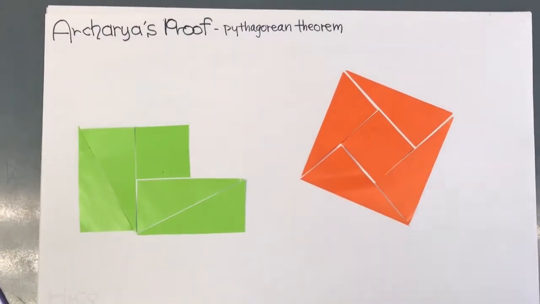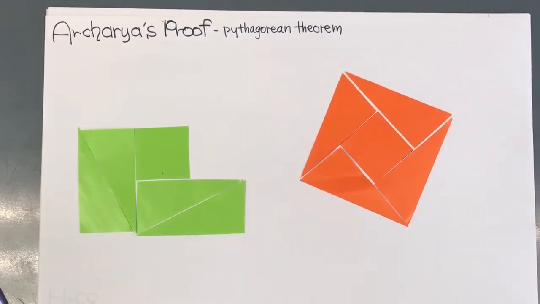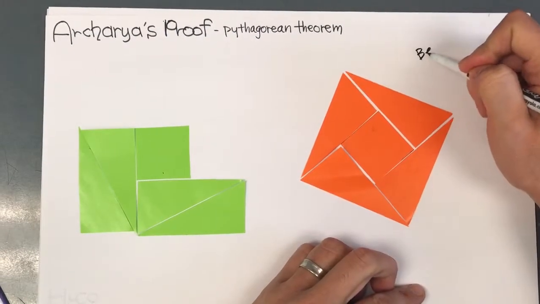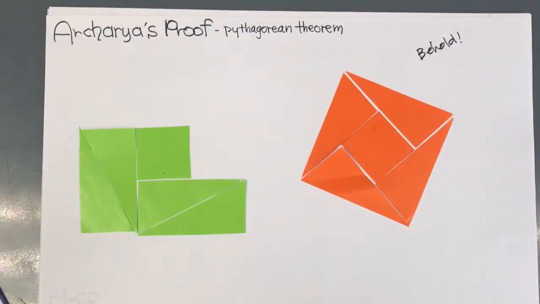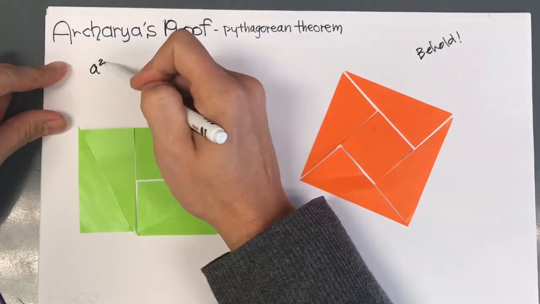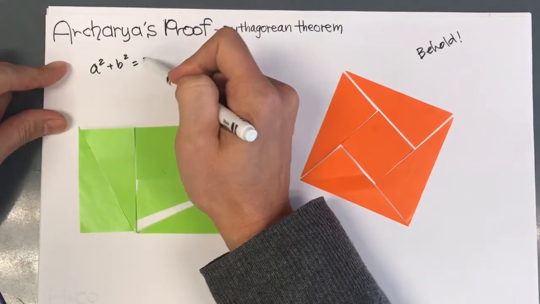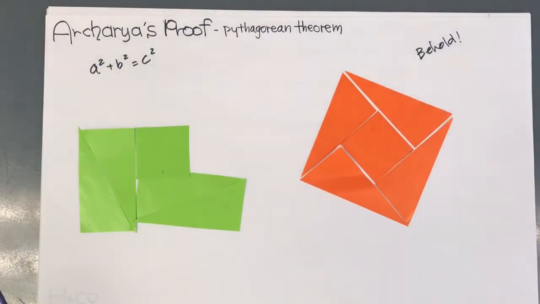Let's go over the proof of the Pythagorean theorem by this guy named Bhaskara Acharya from India. He lived from 1114 to 1185. So these two pictures and one word: behold. This is the only thing needed to prove that a squared plus b squared equals c squared. So how does that happen?